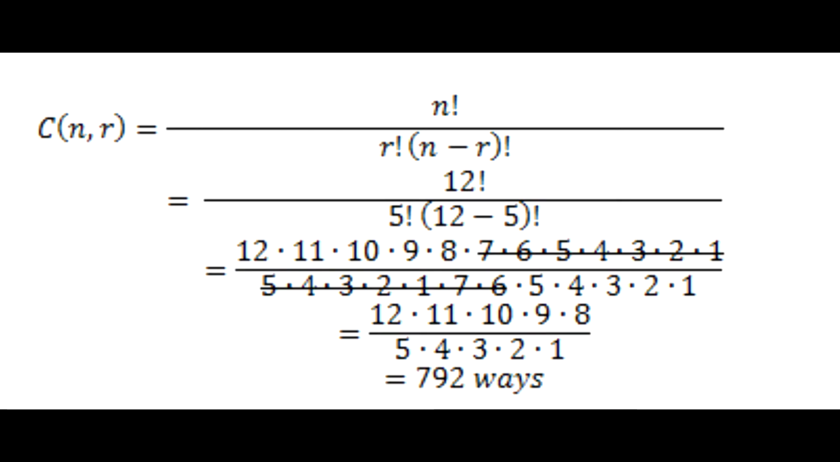Let us solve these two problems pertaining to combinations. Example 1. In how many ways can a committee consisting of 5 members be formed from 12 people? Using the formula, then substituting the values, we can now answer the question. 792 ways.